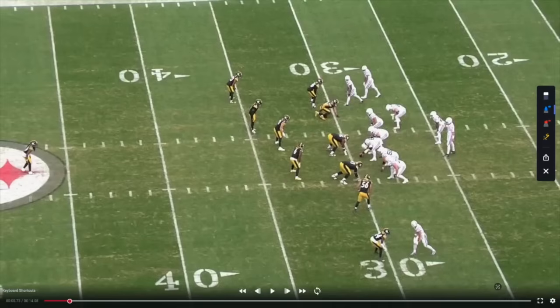So I thought, let's go inside these 3 interceptions and let's see what happened. Let's see, are these bad decisions, bad throws by Daniel Jones, or are there other factors that are involved?